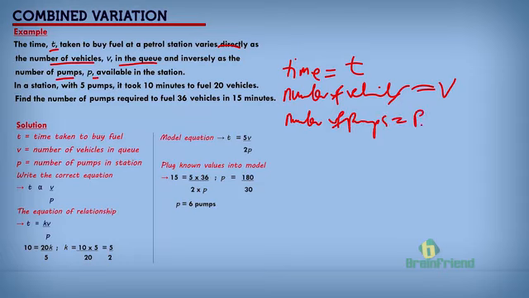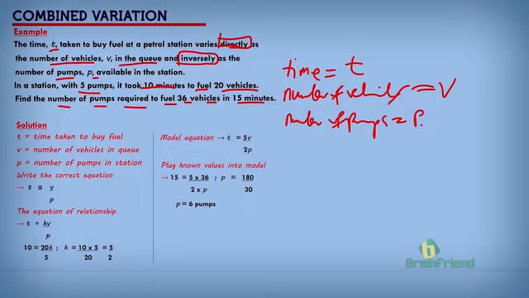So our variables have already been given to us. No need to write down our own variables. In a station with 5 pumps, it took 10 minutes to fuel 20 vehicles. Find the number of pumps required to fuel 36 vehicles in 15 minutes. So quickly, the first sentence tells us that it's a combined variation because we have both a direct relationship and an inverse relationship together in a question. So it's a combined variation.